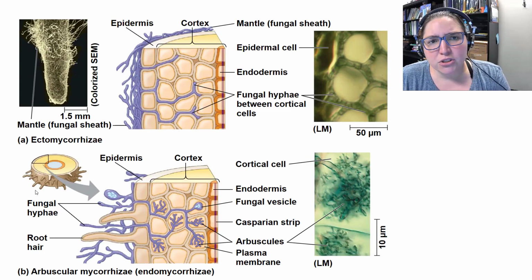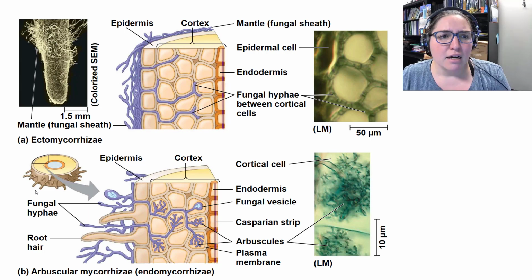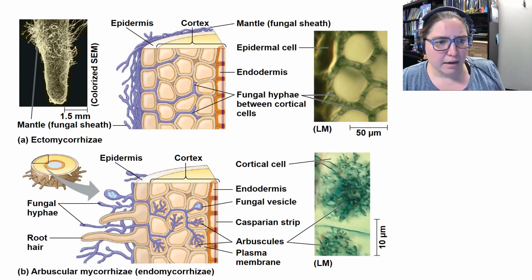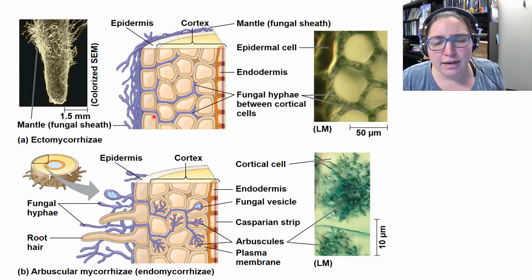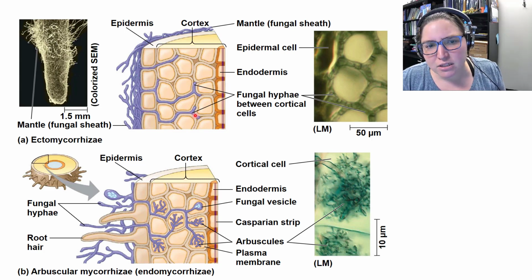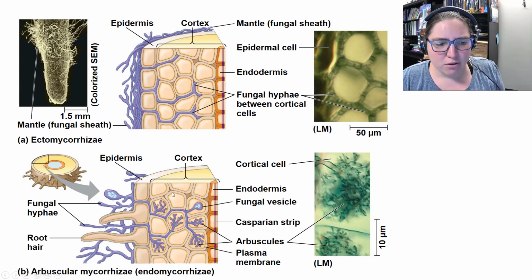So here's a couple pictures showing you different kinds of mycorrhizae. You can have ectomycorrhizae or endomycorrhizae. Ecto is outside of, endo is inside of. So the ectomycorrhizae are outside because they're not in the cells, they grow between the cell walls. The endomycorrhizae or vascular mycorrhizae live inside of the cells to some degree, and they form arbuscules.